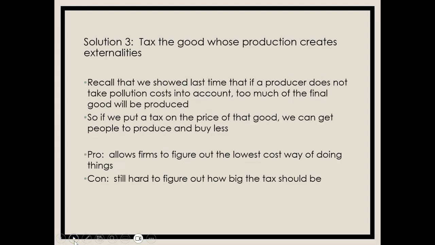A similar solution is to tax production that creates externalities. Recall that we showed last time that if a producer does not take pollution costs into account, too much of the final good will be produced. So if we put a tax on the price of that good, we can get people to produce and buy less. The pro side of this is that it allows firms to figure out the lowest cost way of doing things. The con is that it's still hard to figure out how big the tax should be.